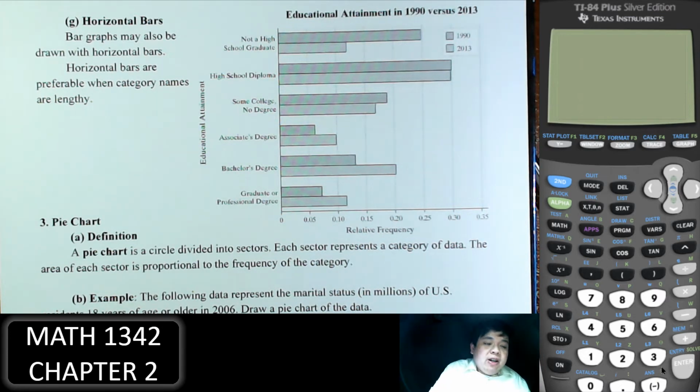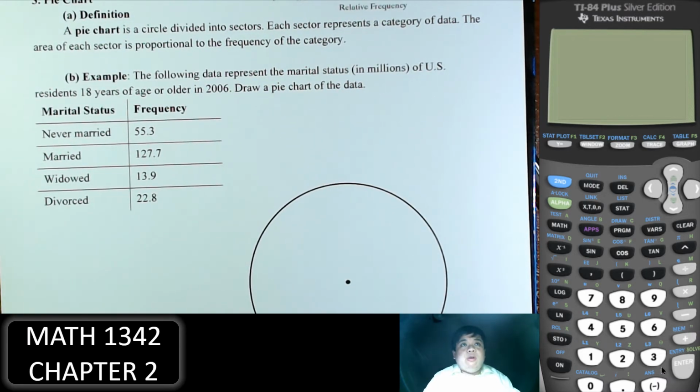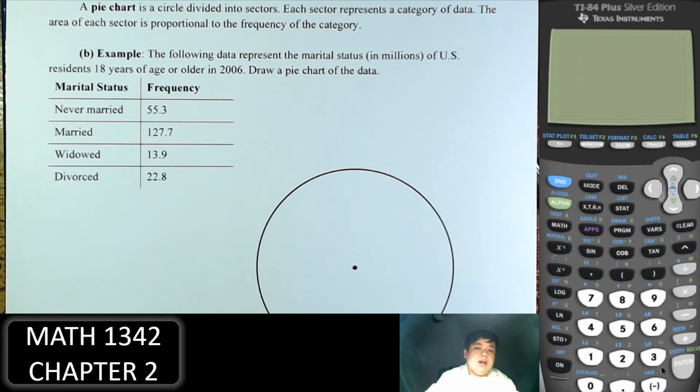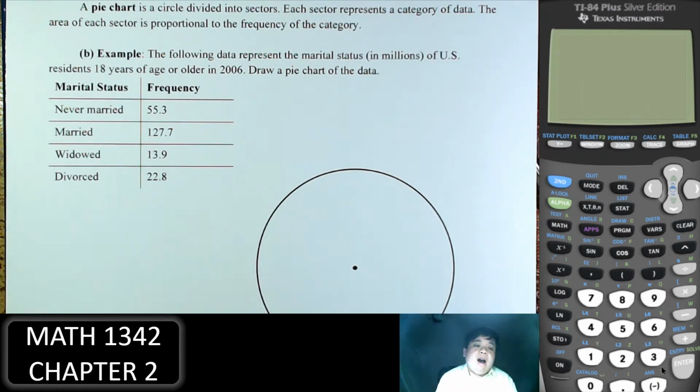Next we have the pie chart. Again, this is also for the frequency, I mean for the qualitative data. So we're not talking about numerical data. Right, a pie chart. A pie chart is a circle divided into sectors, and each sector represents a category of data. The area of each sector is proportional to the frequency of the category.